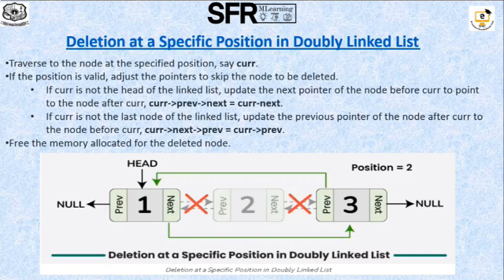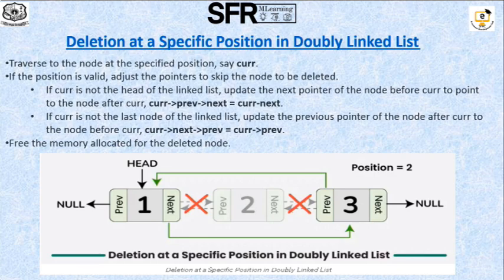If the position is valid, first we have to adjust the pointers. If the current node is not the head of the linked list, we update the next pointer of the node before current, because we are going to disconnect the link of the previous node and also the link of the next node. So we have to set the pointers correctly. Look at the diagram: first is the header. The next position we have to set correctly, but at the last also we have to set correctly, because we are going to delete the content in the middle. So the first and third nodes we connect properly, so that node 2 will be deleted.